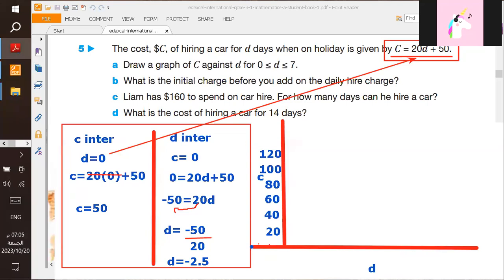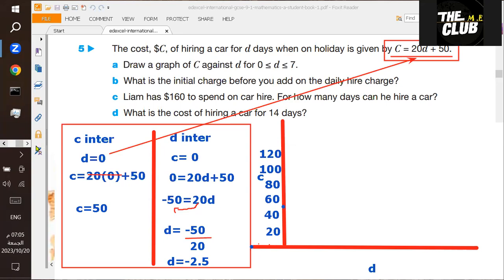Now, after this, I'm going to connect the lines. So I'm going to look for this number, which is C equals 50. C 50 is over here, between 60 and 40. Now I'm going to connect these two points with a line, in which I'm going to draw the graph.